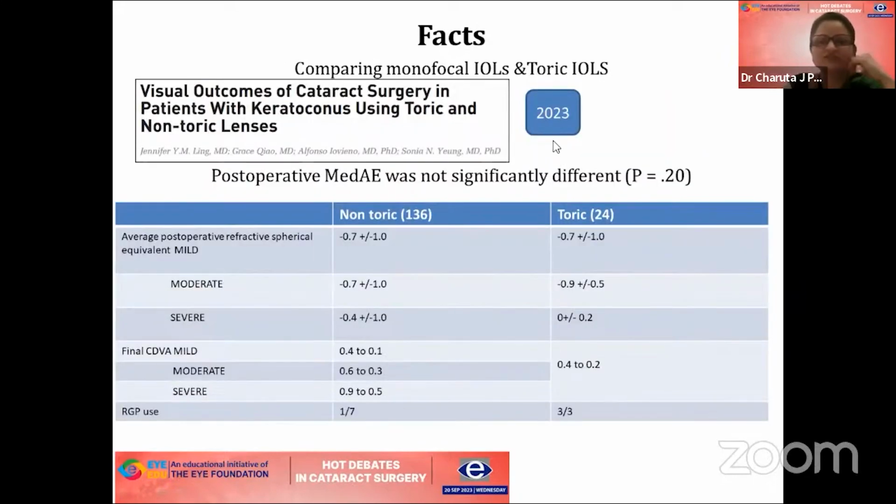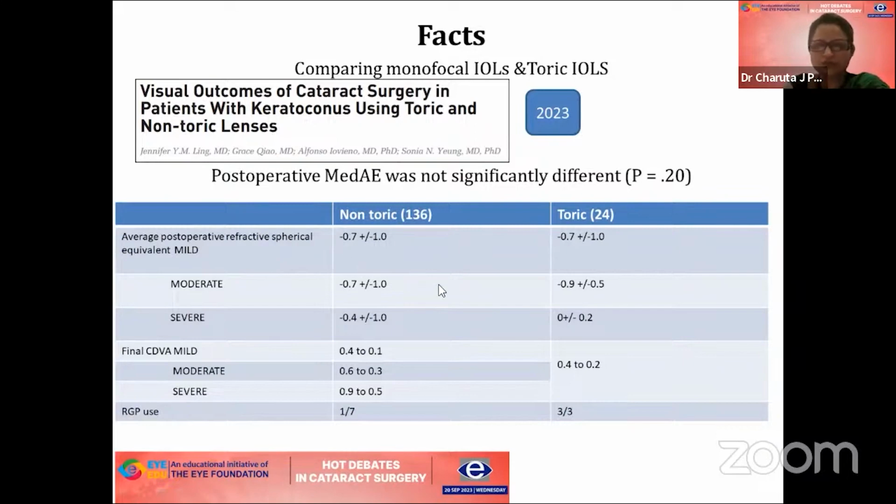Now, we have some latest data from 2023 again, wherein Ling et al. have upped this number and compared 160 patients. The accuracy and outcomes of different intraocular lens power calculation formulas in keratoconus with monofocal IOLs and with toric IOLs. So in these 160 patients, 136 received the non-toric lenses and 24 received the toric lenses. That is, the lesser number itself says their preference.